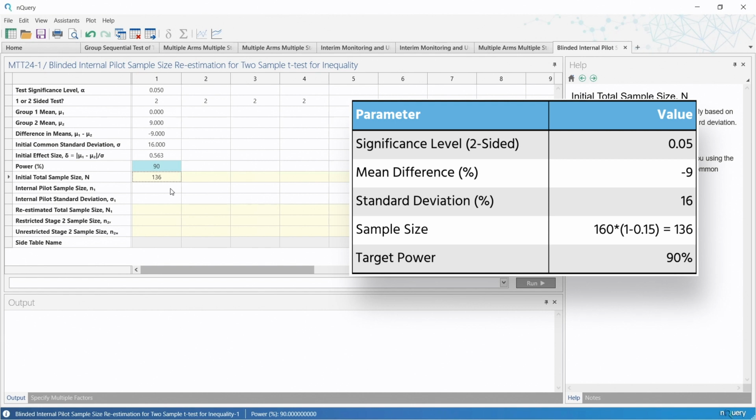To extend their example to allow for a blinded internal pilot sample size re-estimation, we first need to specify how big that internal pilot would be. Common values would be 50% of the original sample size, or other interim sizes based on the external pilot literature. In this case, let's use a relatively small internal pilot of 20 subjects.